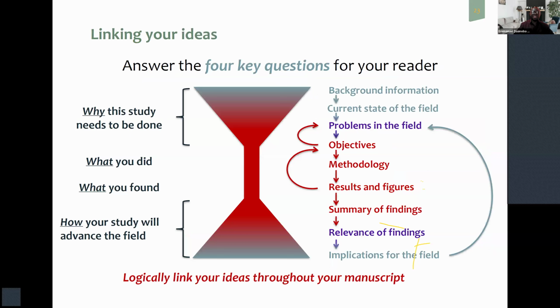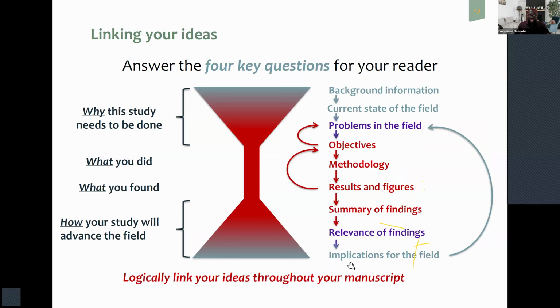Now, linking your ideas, answer the 4 key questions for your reader. Why this study needs to be done, that is from the introduction. Then you have the current state of the field, problems in the field, objectives. Then you go to methodology, what you did. Then you go to results and figures, what you found. Then you go to the summary of findings, how your study will advance the field and give the relevance of findings, implications for the field. This is the discussion.